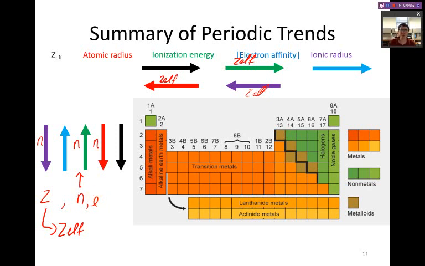So when you take a look at the details of ionization energy, for example, we saw that the shift from the s block to the p block had a shift in overall stability and ionization energy. And that's because we're going from a lower to a higher energy subshell. That's it to summarize our periodic trends.